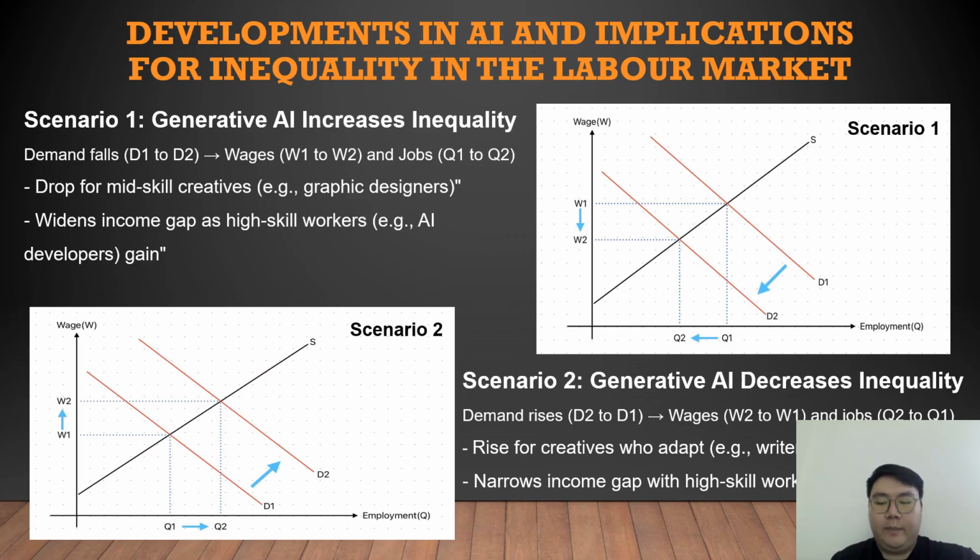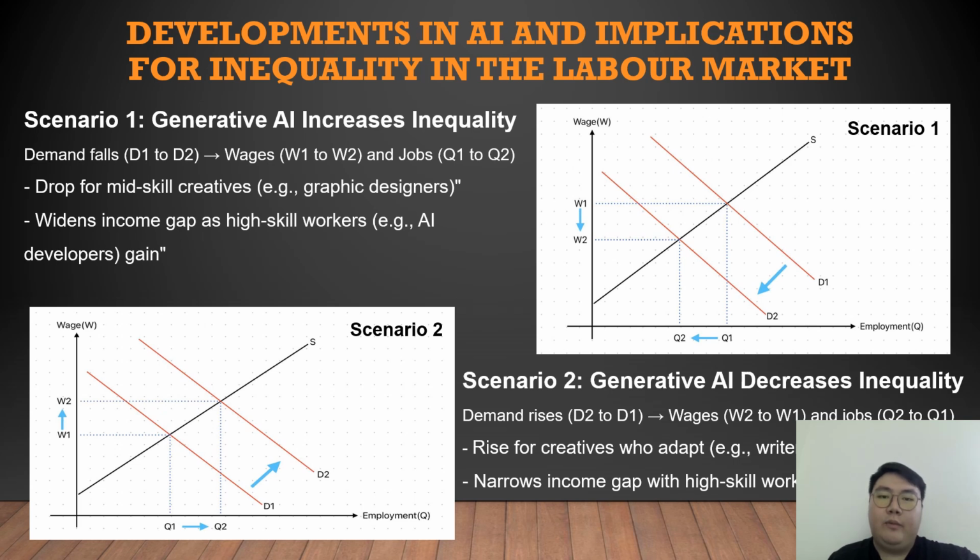Finally, let's tackle topic 4, AI and labor market inequality. We use these diagrams to explore how generative AI impacts the labor market, both increasing and decreasing inequality. For scenario 1, generative AI increases inequality. The first diagram shows how generative AI can increase inequality in the labor market for creative workers like graphic designers.